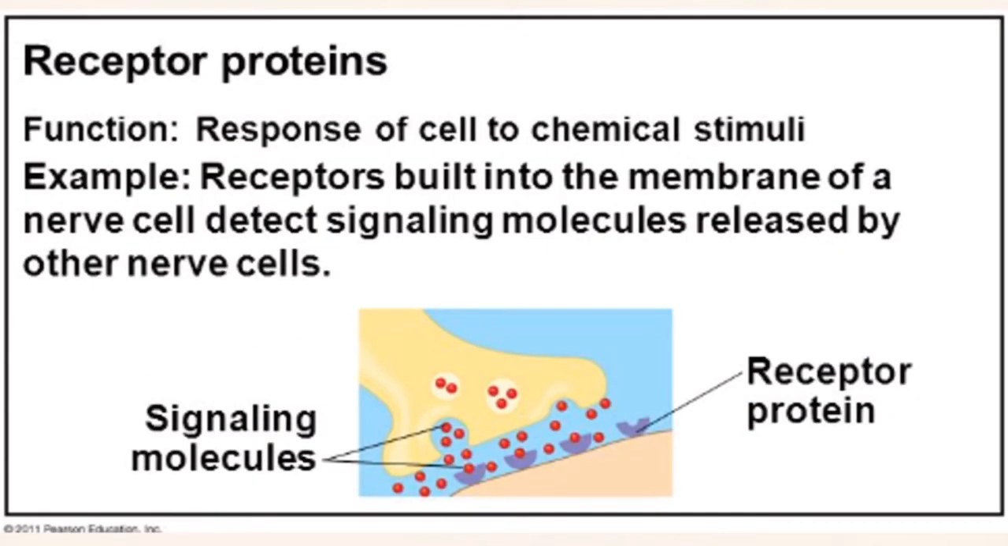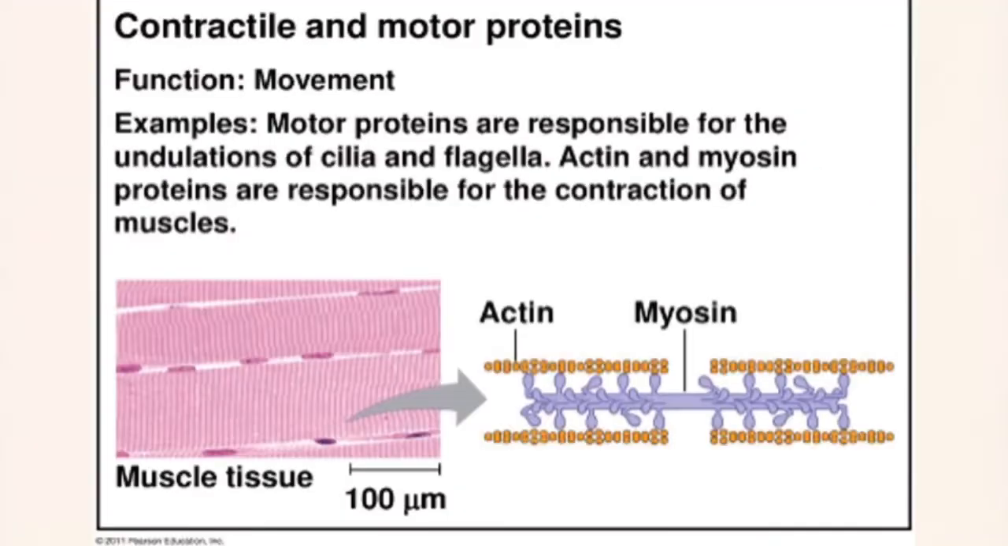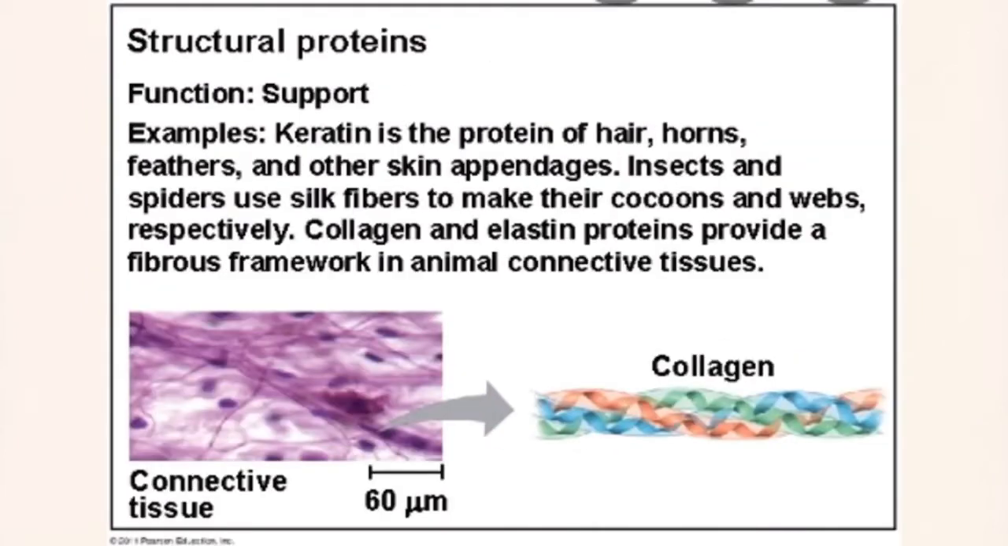Moving on to the receptor proteins, they receive signals from nerve cells, so another name is signal proteins. Contractile and motor proteins are actin and myosin that make up our muscles. And lastly, structural proteins form hair, horns, feathers, skin, and webs of living things.